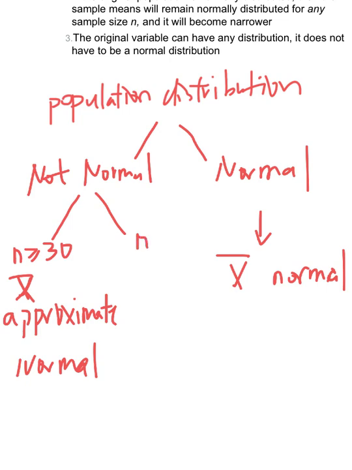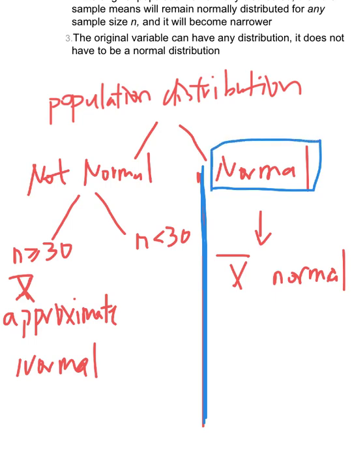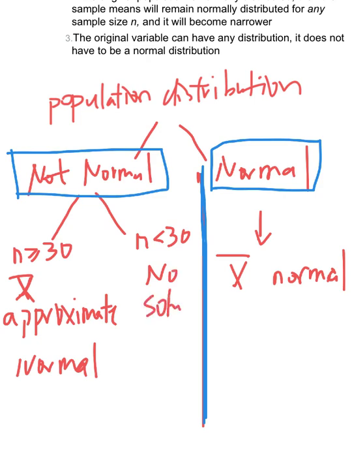If we are not that lucky and we don't have enough sample, if our sample size is less than 30, I will use another color to divide into two parts. This part is normal, and this part is not normal. If our sample size is less than 30 and I'm looking for the probability for X bar bigger than something, less than something, or between something, I don't have enough information. So my answer will be I don't have a solution, or it needs to be determined by other information.